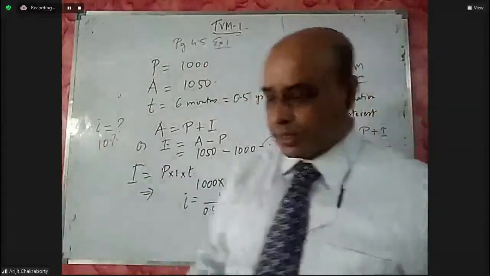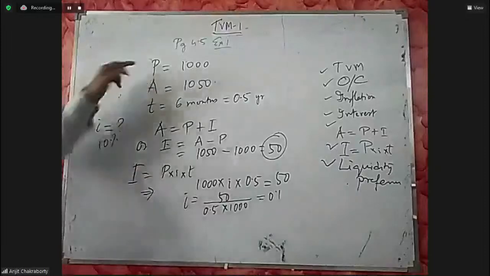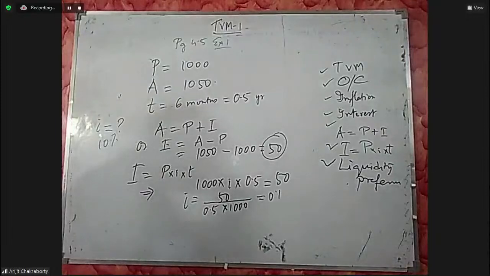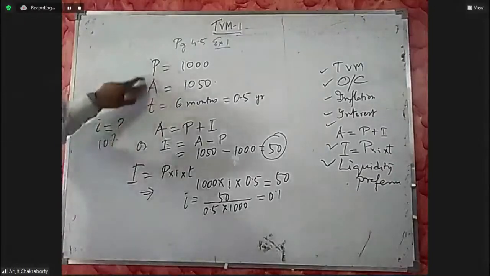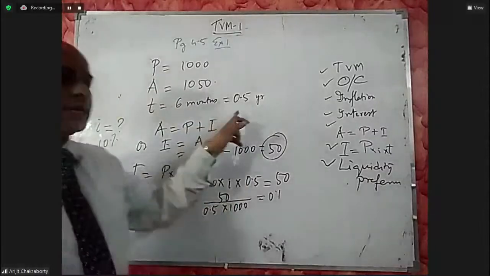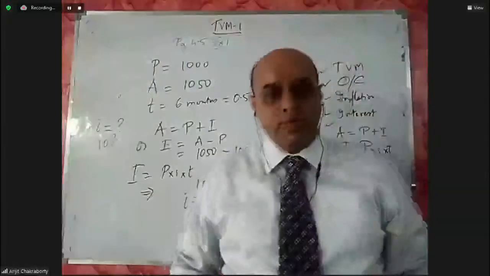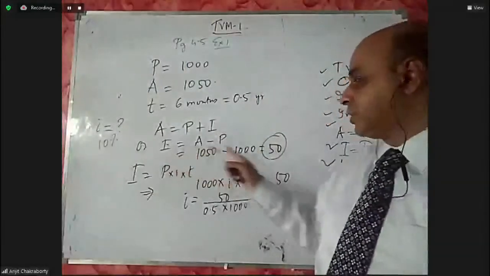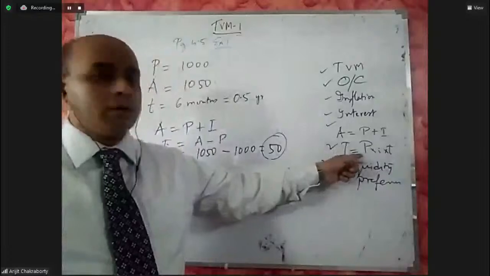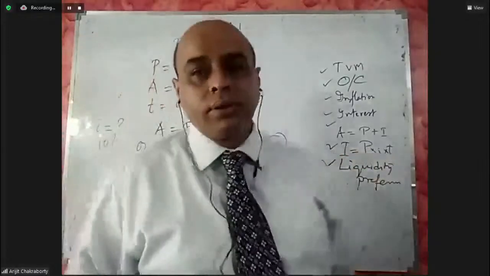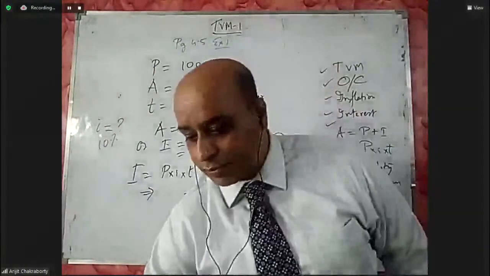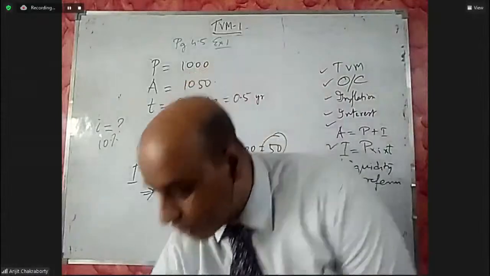So please see this solution. Here we have got the principal amount, the accumulated balance is given. From there, we can just subtract and we can get the interest, which is 50 rupees. The time duration is given half a year, 6 months, so half. And we first get the interest 50, and then we apply the formula I is equal to principal into interest rate into time. By following that formula, we achieve I is 0.1. That means it is 10%.